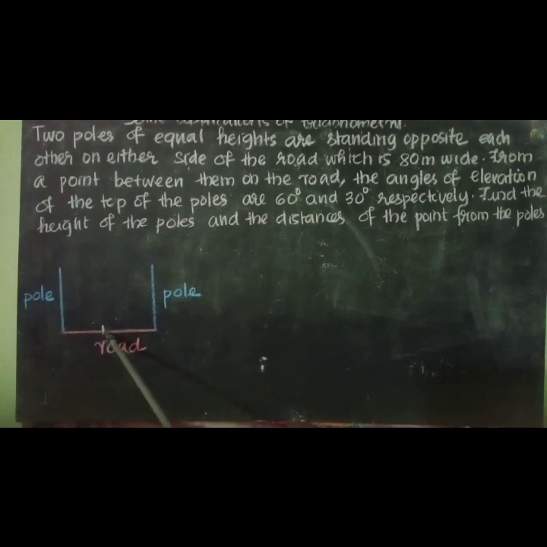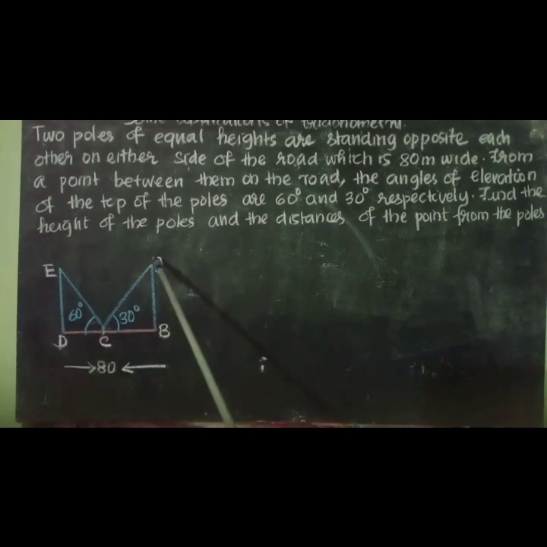From this point, the person is looking to the top of the poles at the angle of elevation of 60 degree and 30 degree respectively. Let us mark it. So one angle of elevation is 60 degree and the other angle of elevation is 30 degree. Let us give the names for the points. So I marked here A, B, C, D, E.